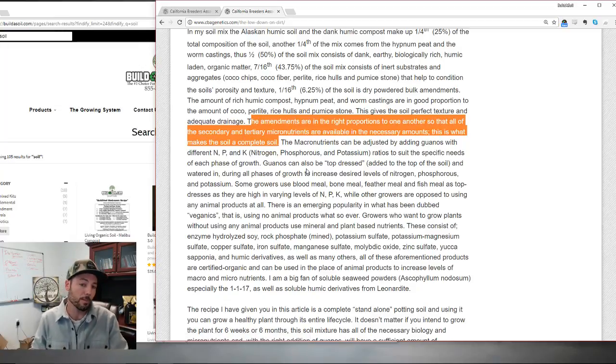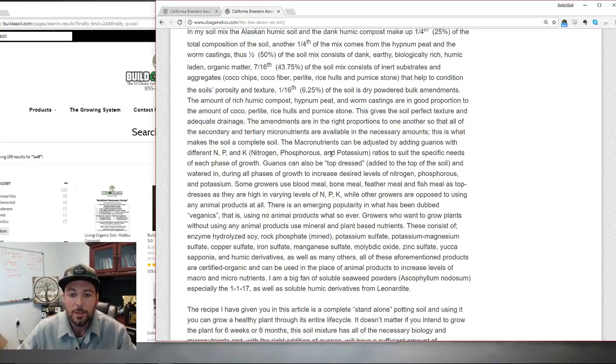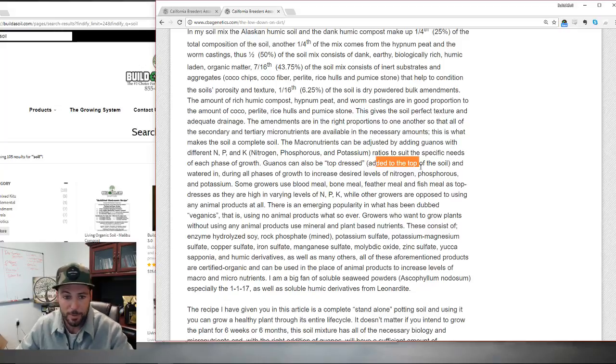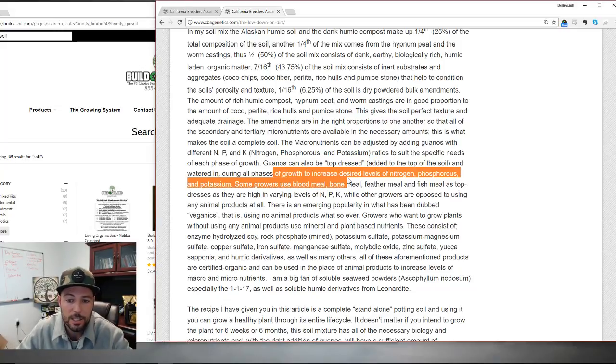We'll help go over these numbers with you to make sure that a lot of our guessing wasn't inaccurate because there's inconsistencies between all these organic inputs, all right? The macronutrients can be adjusted by adding guanos, or for us, seed meals, a lot of premium organic inputs, to manage that NPK and to suit the specific needs of each phase of growth. All right, you can also top dress, add it to the top of the soil, and water in during all phases of growth to increase desired levels of NPK.